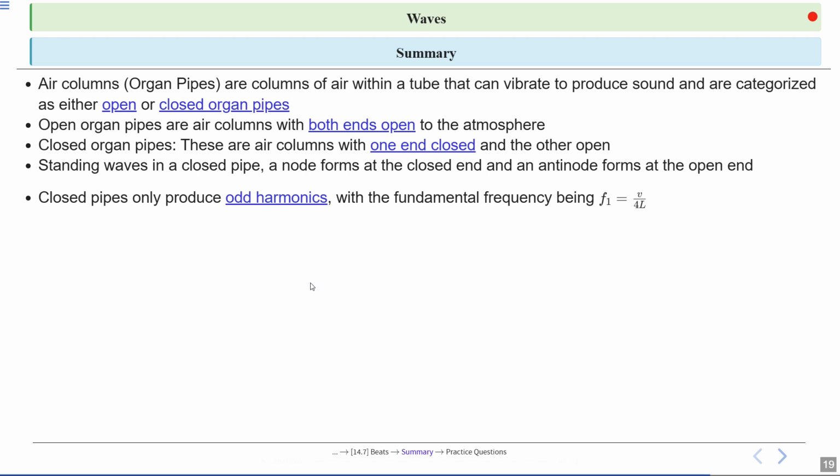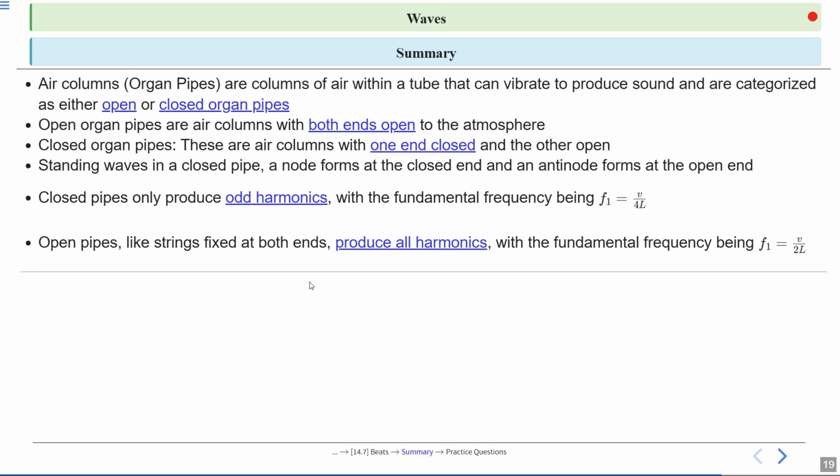Closed pipes only produce odd harmonics, with the fundamental frequency being f1 equal to v divided by 4L. Open pipes, like strings fixed at both ends, produce all harmonics, with the fundamental frequency being f1 equal to v divided by 2L.